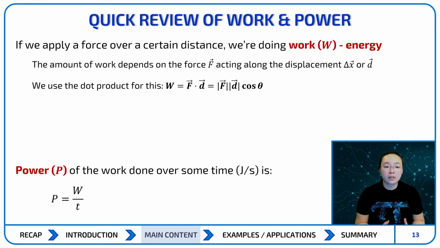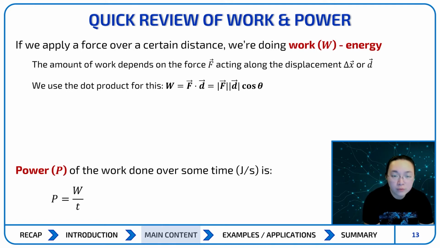So cosine of 0 is going to give us 1, and cosine of 90, so anything that's perpendicular, is going to give us 0. So if you're pushing an object towards the right and it's moving up, then the work that you do in the direction of movement is going to be 0.